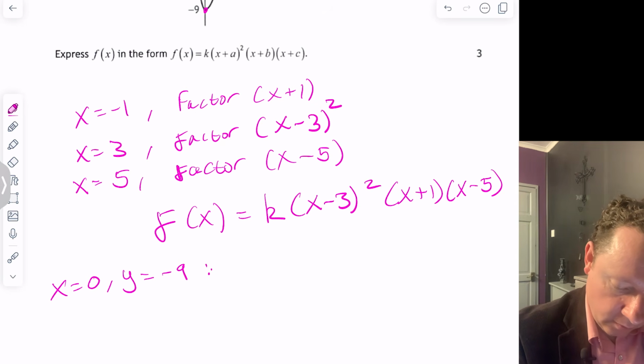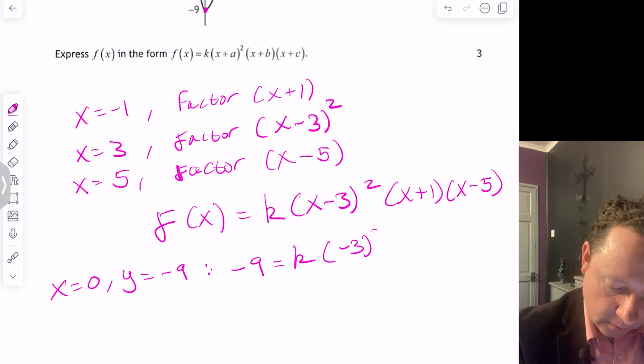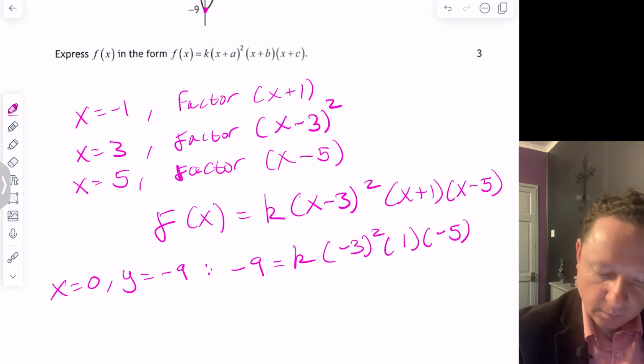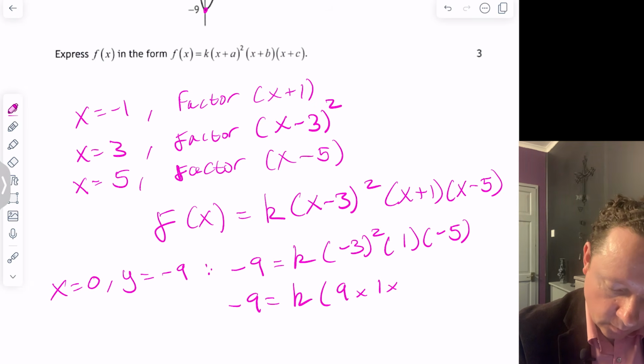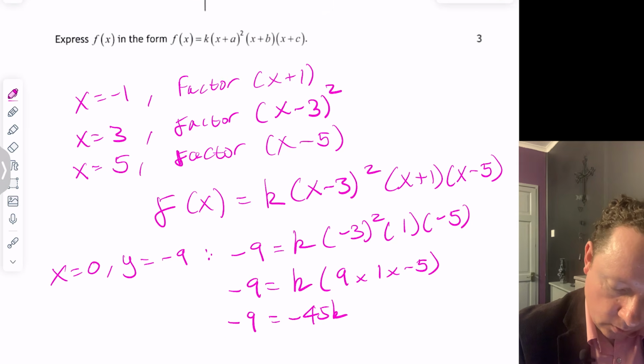So that means we've got minus 9 equals k times (0 minus 3) squared, (0 plus 1) and (0 minus 5). So minus 9 equals k times 9 times 1 times minus 5. So minus 9 equals, 9 5s are 45, minus 45k. So k is minus 9 over minus 45. 9 is a common factor, so that's 1 over, 9 5s are 45, that's a fifth.